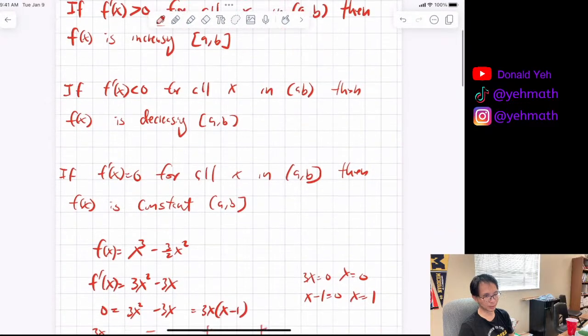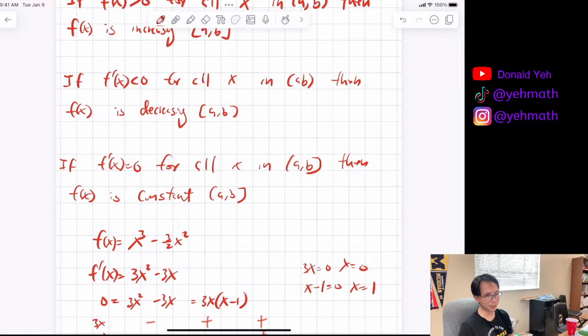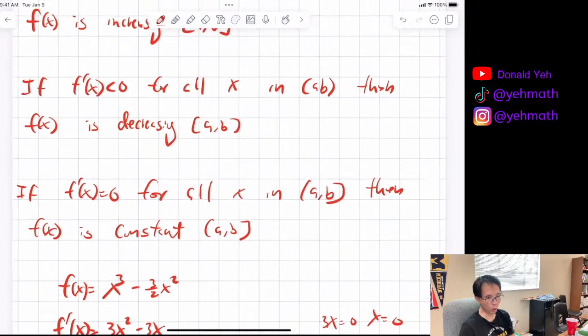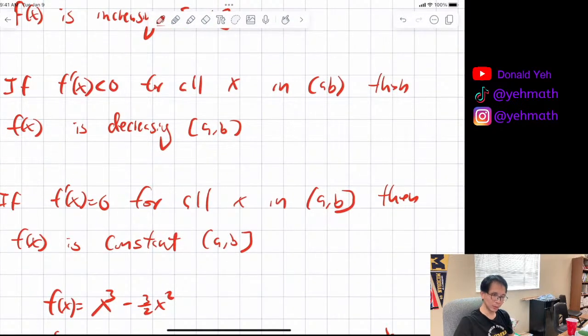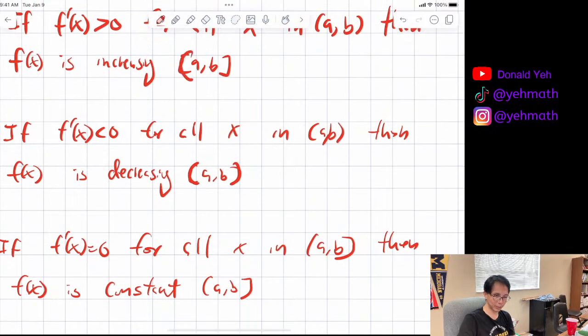Second one: if f prime of x is less than 0 for all x between a and b, then f of x is decreasing. I'm going to use parentheses; I don't think it's brackets. If f prime of x is equal to 0 for all x between a and b, then f of x is constant between a and b.